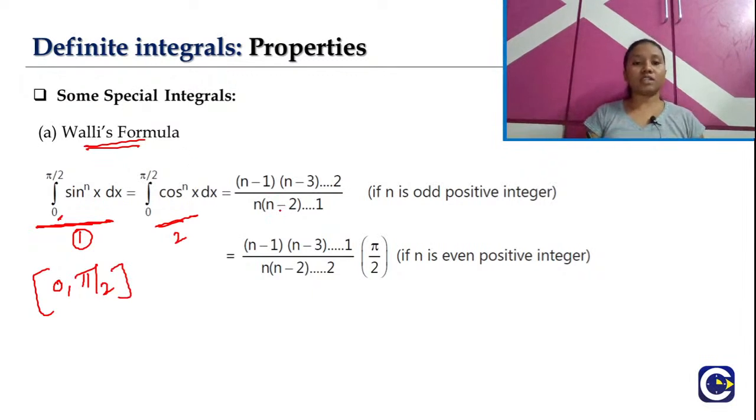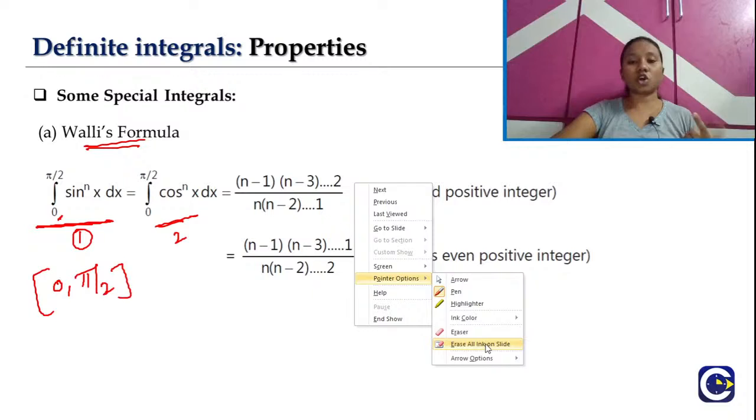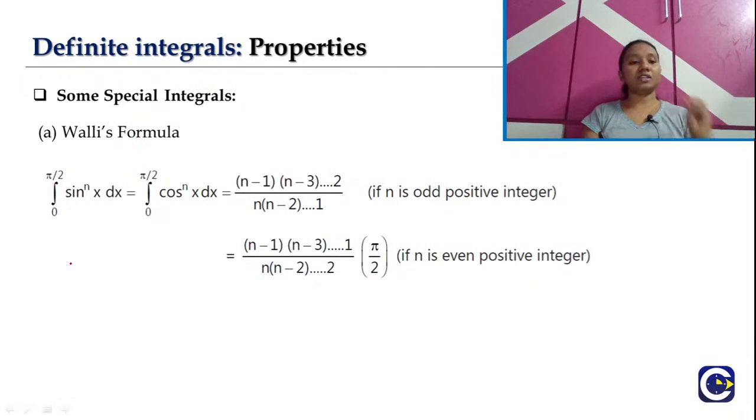So let's see what are the formulas corresponding to the value of n when it is an even positive integer as well as when it is an odd positive integer. Before getting into the n value, whether it's even or odd, we have to check two things: the limits of the integral, they have to be 0 and pi by 2, as well as the function. It can be either sine or cos. These are the standard formats of the integral where we can apply our Wallis formula. Now let's get into the n.